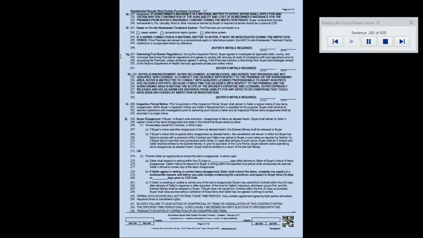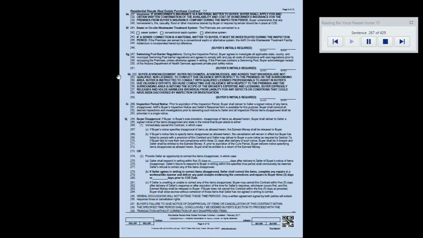6G. Swimming pool barrier regulations. During the inspection period, buyer agrees to investigate all applicable state, county, and municipal swimming pool barrier regulations and agrees to comply with and pay all costs of compliance with said regulations prior to occupying the premises, unless otherwise agreed in writing. If the premises contains a swimming pool, buyer acknowledges receipt of the Arizona Department of Health Services approved private pool safety notice. Buyer's initials required.